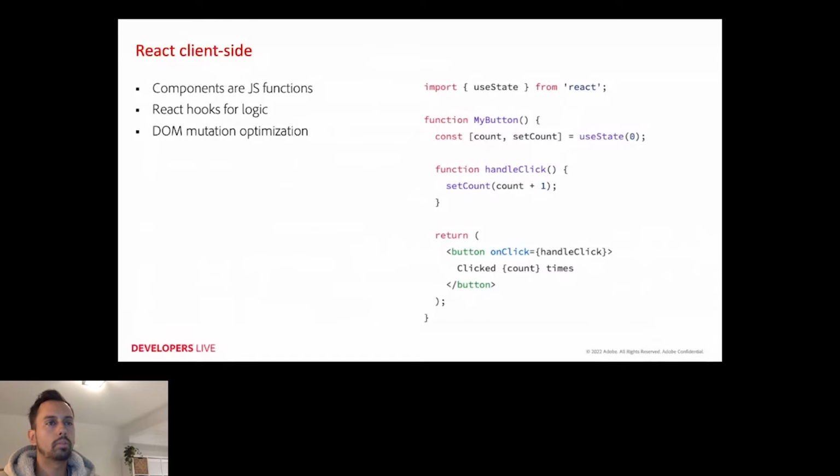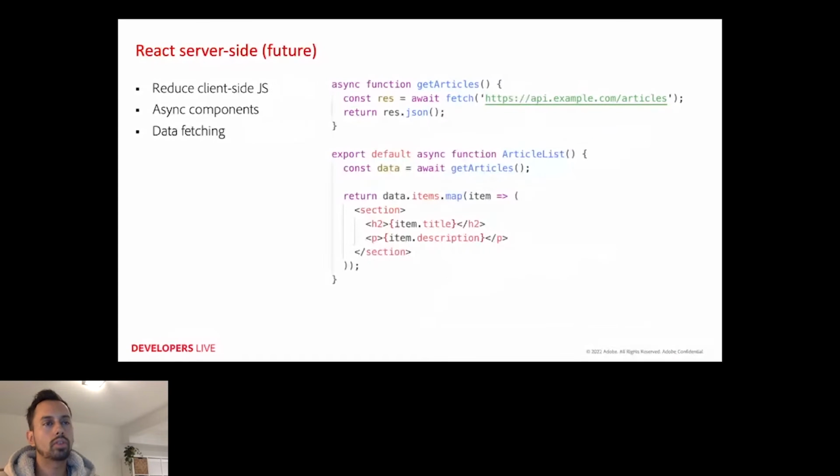So the last bullet point here, I added DOM mutation optimization. DOM stands for Document Object Model, which is the resulting object of the browser parsing the HTML. And React will automatically and precisely update parts of the DOM thanks to its inner virtual DOM that is synced with the actual browser. So it makes DOM render updates more efficient.